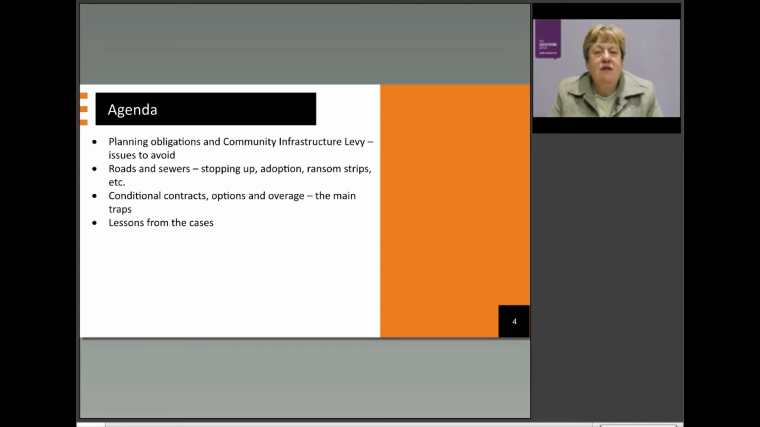I'm going to look at roads and sewers, and that will include things like stopping up, adoption, ransom strips, requisitioning a supply, and so on. I'm going to look at conditional contracts, options and overage, the main traps that arise there.